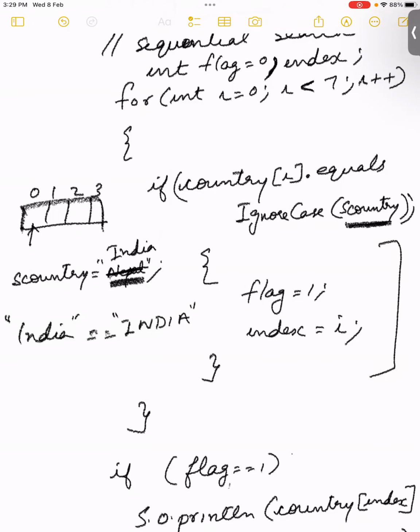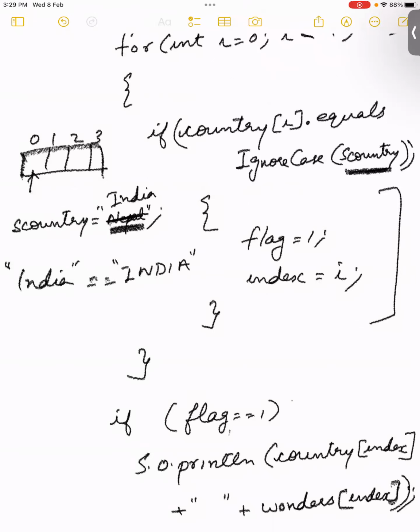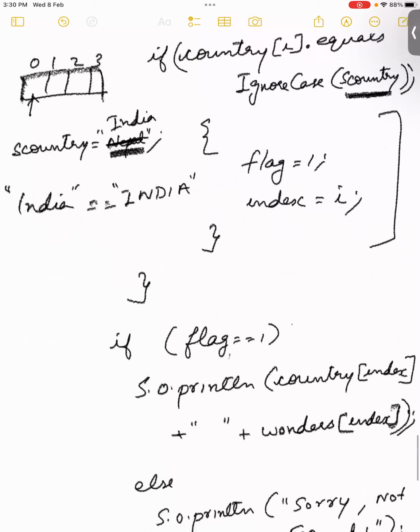And immediately, which value of I? I means the value of I at which you could find the match. That you immediately store in an index variable. Okay. So when you store that in the index variable, later when you come out of the for loop, you can freely use that index variable. So that's what you have done here.